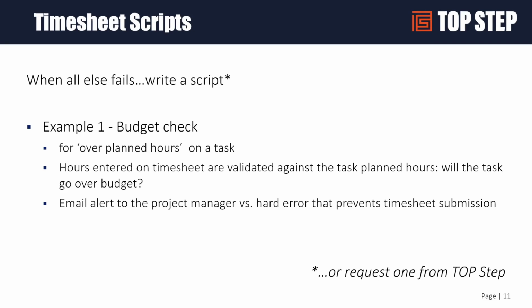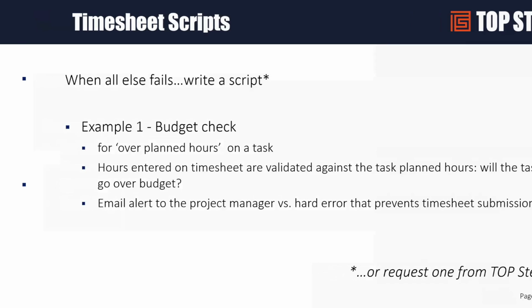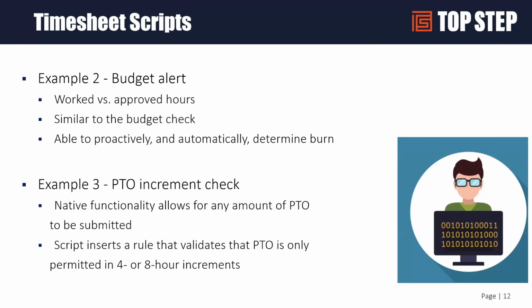If it's going to go over those planned hours, there's a few things you can do. You can send an email to someone to tell them we've just gone over the hours. You can prevent the timesheet from being submitted, or at least you can have it automatically rejected if it's over the planned hours. A script can help you with a lot of those things to keep you from exceeding your budgets.